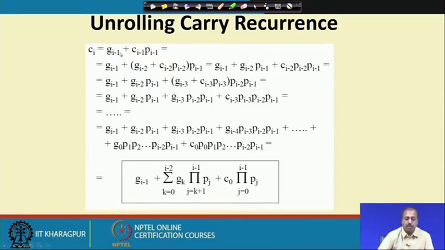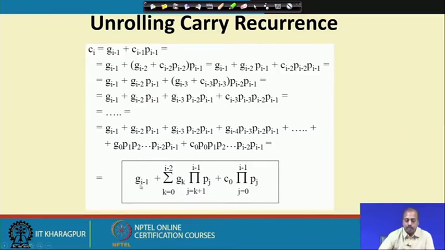So, I have got this C i is g i plus C i minus 1 into P i minus 1. If you just expand it, you will get C i minus 1 is g i minus 2 plus C i minus 2 P i minus 2, into P i minus 1. So, it is like this. If you go on expanding like this, ultimately it will come to an expression in this form. So, you can get the series sum like this.